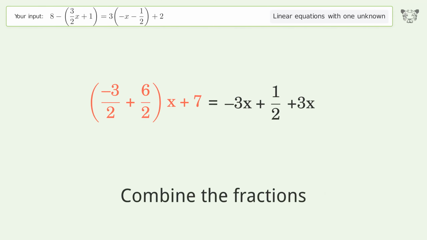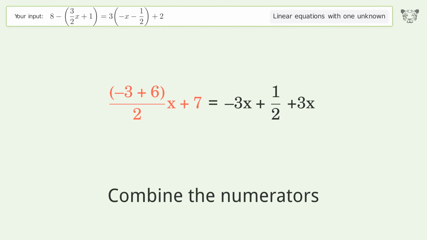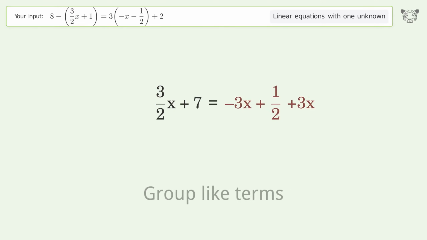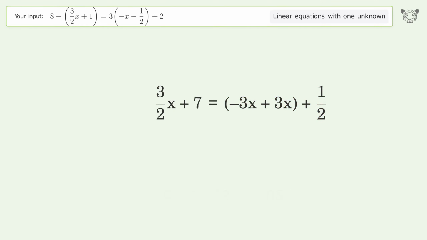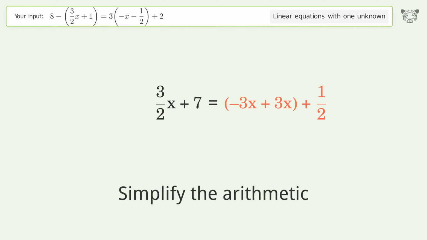Combine the fractions. Combine the numerators. Group like terms. Simplify the arithmetic.